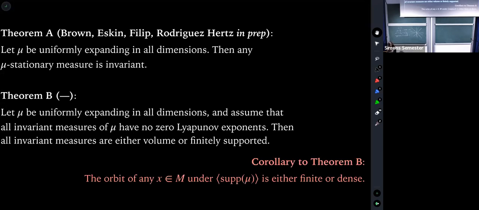And in particular, this says that any orbit is either finite or dense, assuming the conditions of the theorem. Okay, so this is why we care. We would like to be able to use this, and we would like to be able to conclude strong things about uniformly expanding random walks.